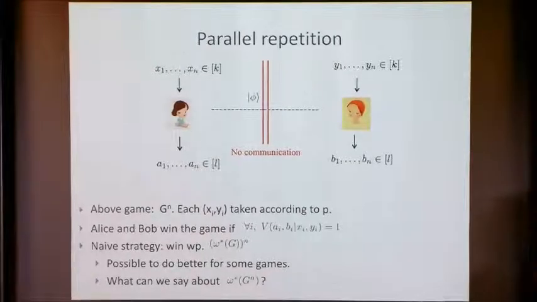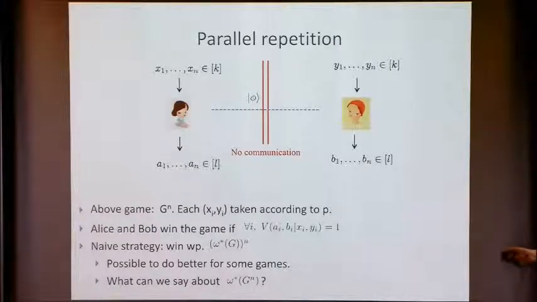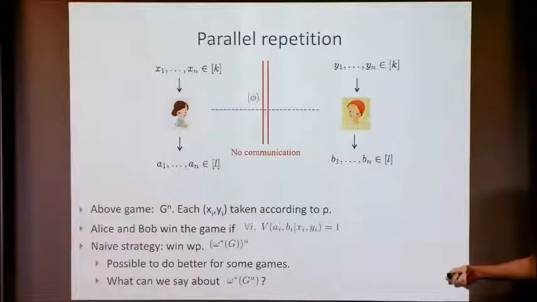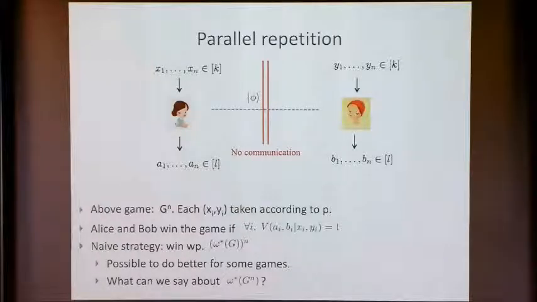Of course, they could play each game independently, and if they do, they would win with probability omega star of G to the power of n. And the question is, can they do better? There are some examples where you can do better, but most generally the question is, what can we say about this quantity omega star of G to the n?